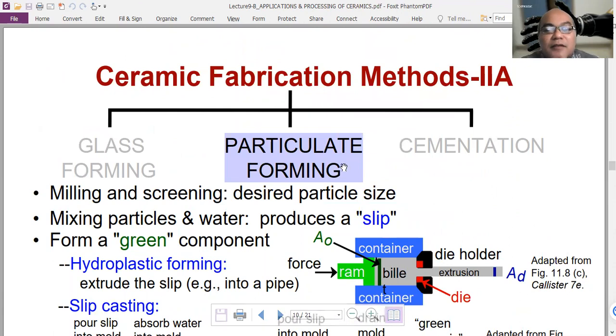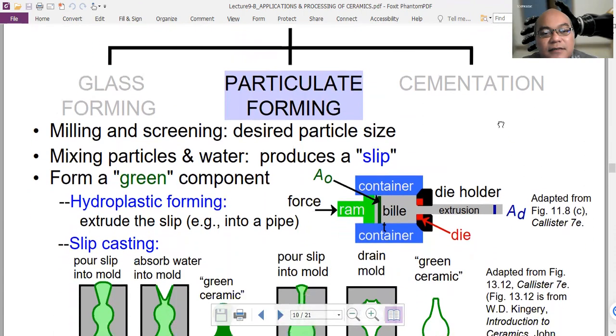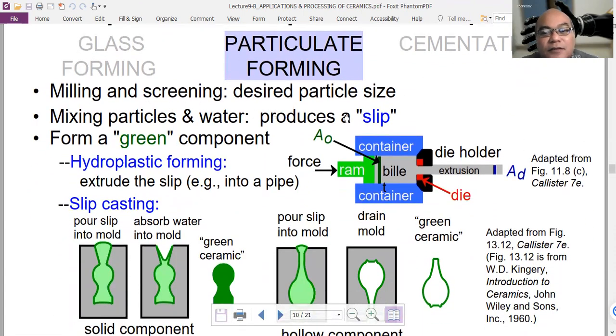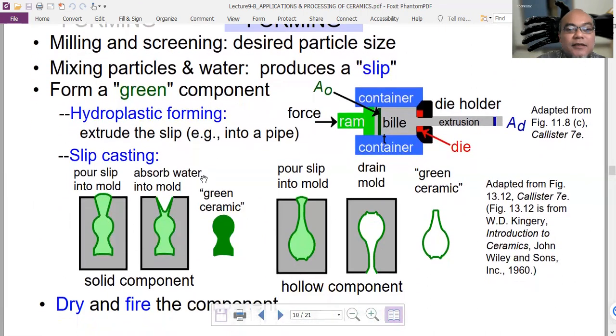Another fabrication method is called particulate forming. This is done by first milling and screening the desired particle size, mixing particles in water to produce a slip, and forming a green component, like this. Hydroplastic forming: extrude the slip into a pipe, like this. The slip is extruded by pushing here, then pushing the bill, and then it forms an extrusion.